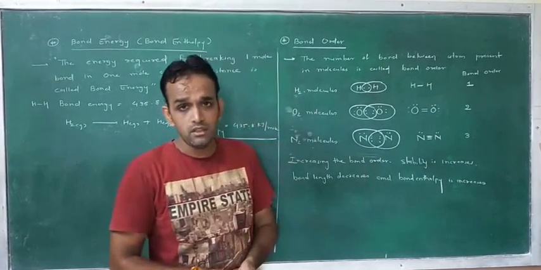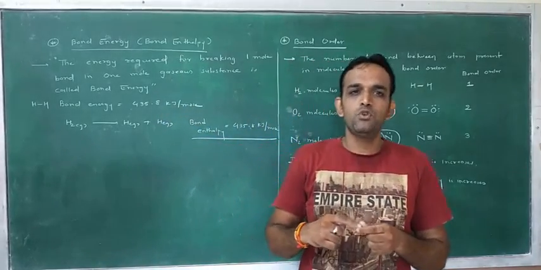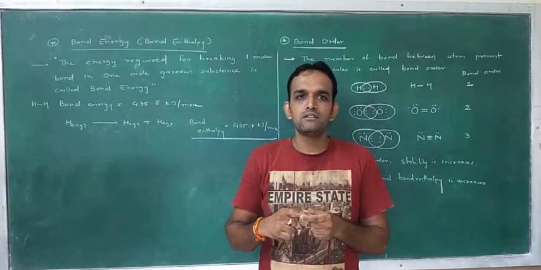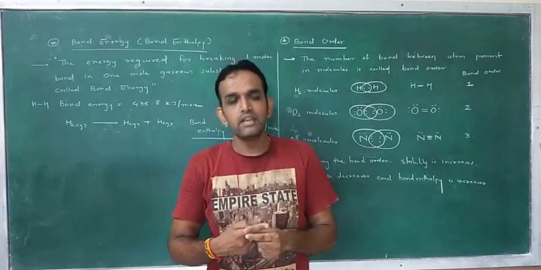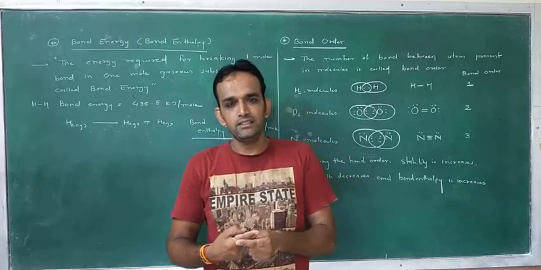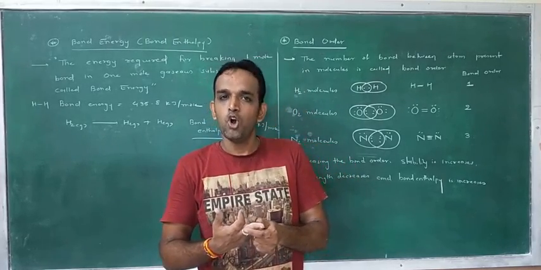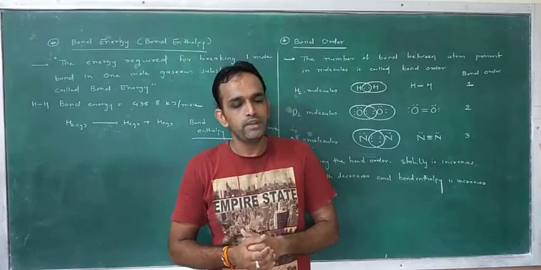So today we have discussed, first of all, the limitations of the Lewis approach. Then we discussed the types of covalent bond: polar, non-polar and coordinate. Then we discussed bond length, then bond angle, and last, bond order and bond enthalpy, right? So all these things you have to know very well.